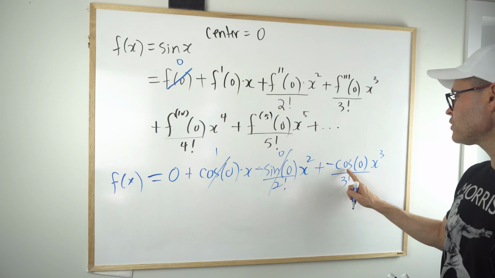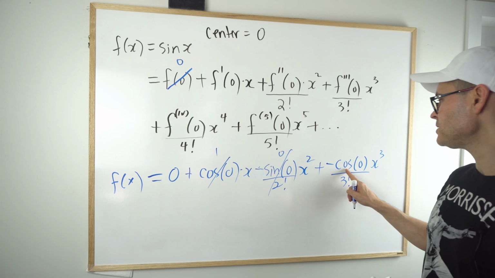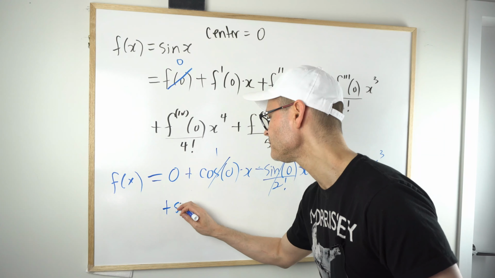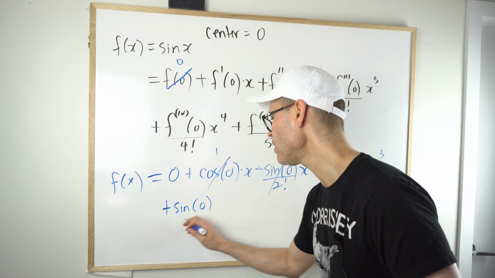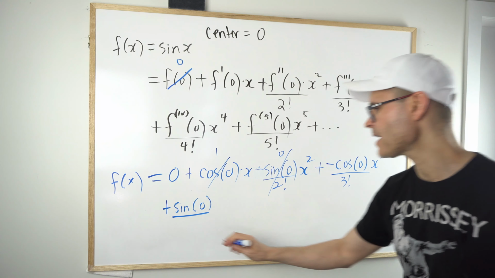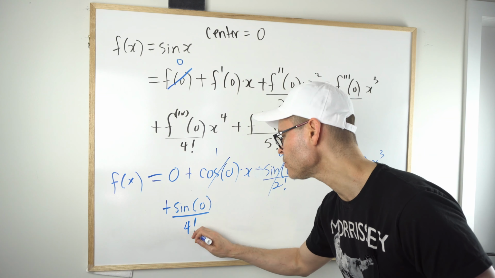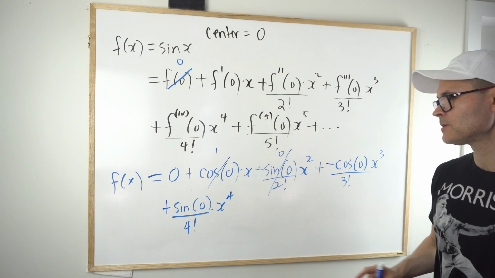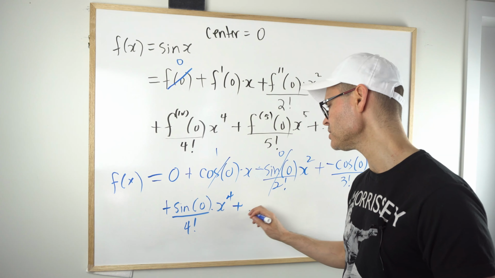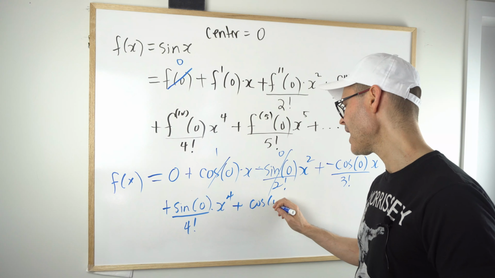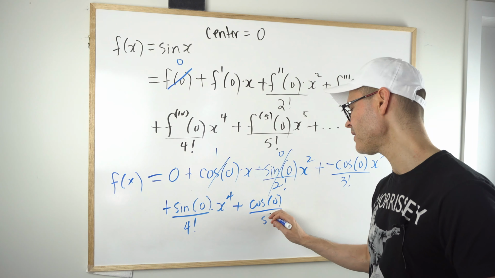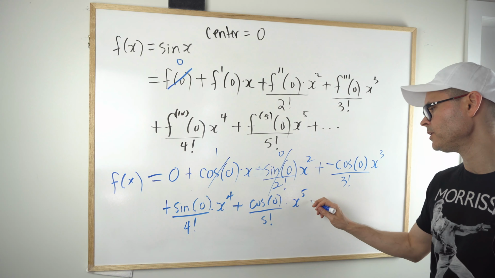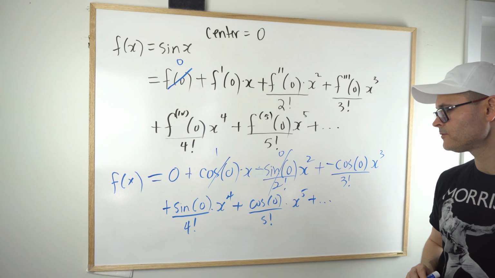So the derivative of cosine is going to be negative sine, negative, and a negative is a positive. Positive sine at 0 over, well, 4 factorial times x to the 4. One more, so I'm going to take the derivative of sine, which is cosine, at 0 divided by 5 factorial times degree 5 for your polynomial. And that's just going to continue on for a while.